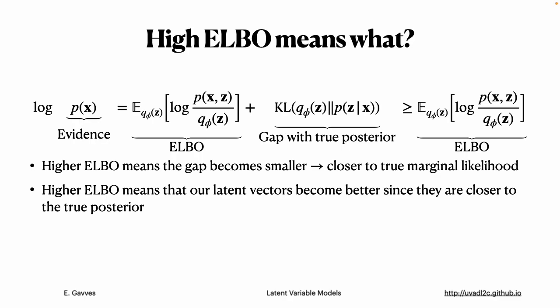So if I push this, this is sort of stuck constant for my data. When I maximize this, then this becomes smaller, right? Like this goes high, this has to go low so that this remains the same. And higher ELBO means also that our latent vectors become better because this becomes smaller, right? If my variational approximation is close to the true posterior, this means that my approximation is really good. So I've got really, really good codes.